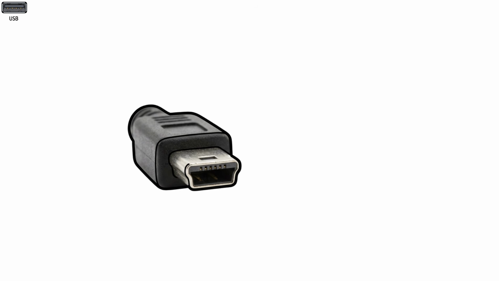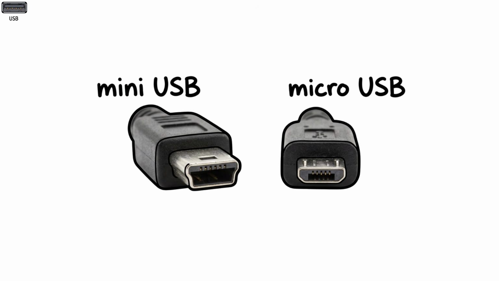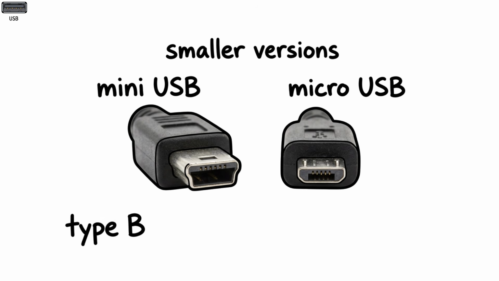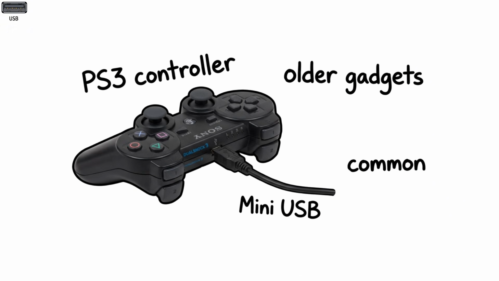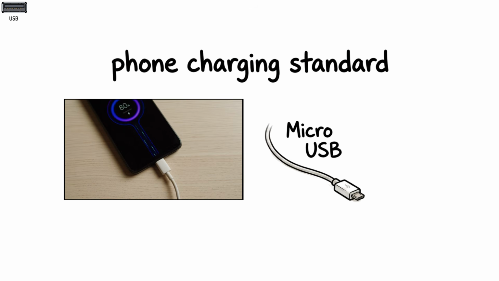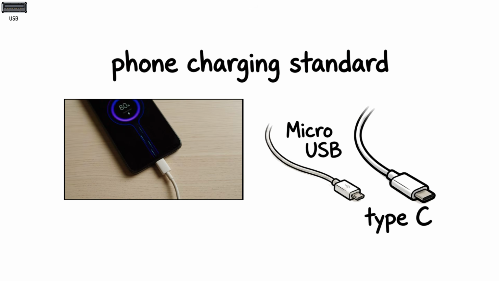You might also remember mini USB and micro USB. Those are smaller versions of Type B. Mini USB was common on older gadgets like the PS3 controller. Micro USB became the phone charging standard before Type C replaced it.